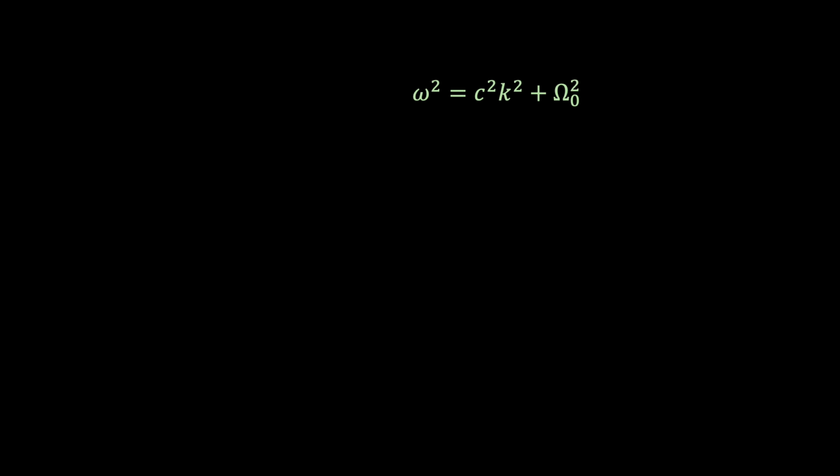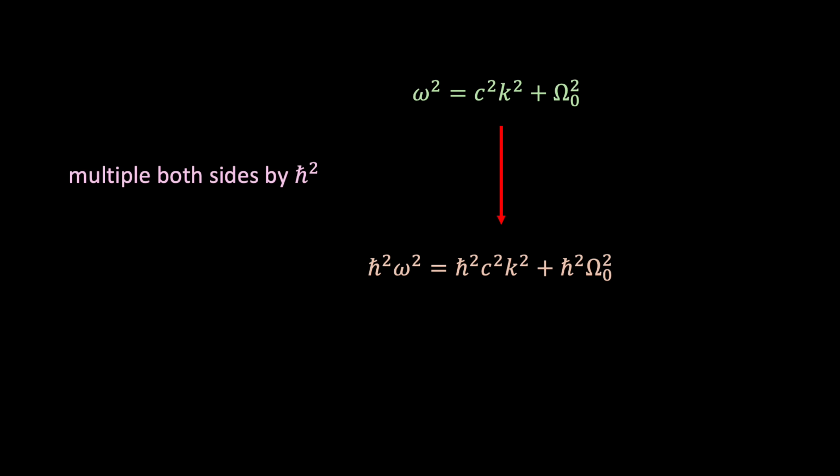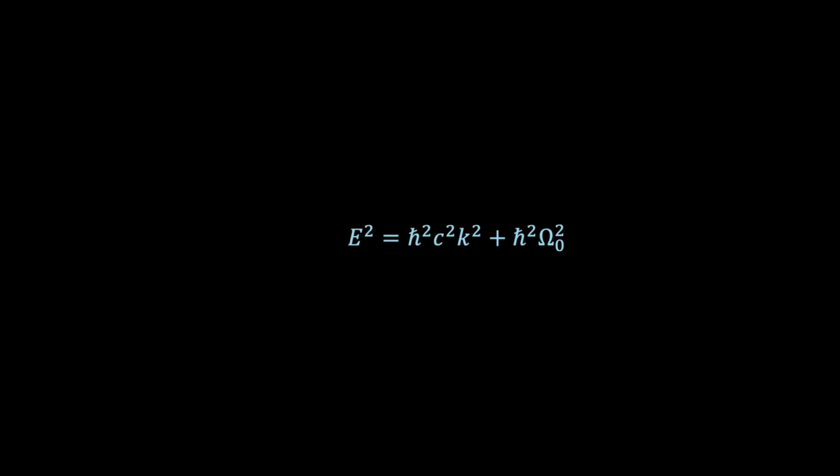To see what this means within the quantum field theory framework, let's take our dispersion relation and multiply both sides by h bar squared. In that case, we end up with the following expression. Next, we observe that the left-hand side is simply equal to the square of the energy of one quantum of the field, and so we can write our equation in the following form. And this equation now relates the energy of one quantum of oscillation of our field with the wave number k and the minimum angular frequency omega naught.